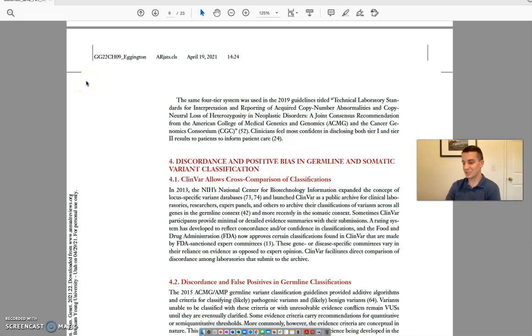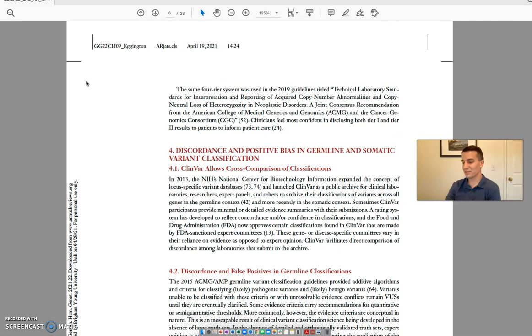Section 4. Discordance and positive bias in germline and somatic variant classification. Section 4.1. ClinVar allows cross-comparison of classifications.